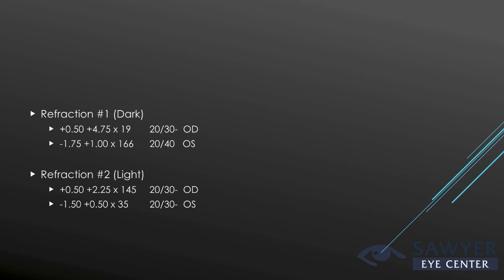So this is a patient that came to my practice. She'd already had cataract surgery in the left eye, but she had some very irregular corneas we'll get into in a minute. This is her refraction in the dark versus the light. She came for cataract surgery in the right eye. And as you can see in the dark, her astigmatism is 4.75 at 19. In the light, it's 2.25 at 145. Big, big difference between night and day.